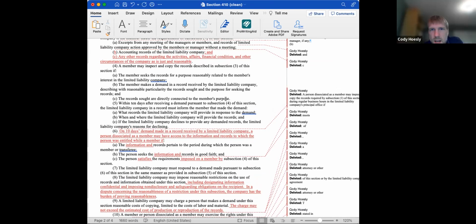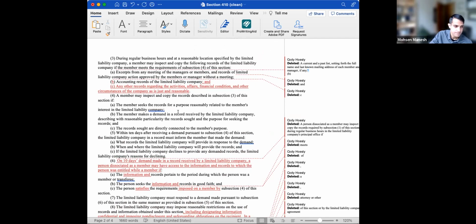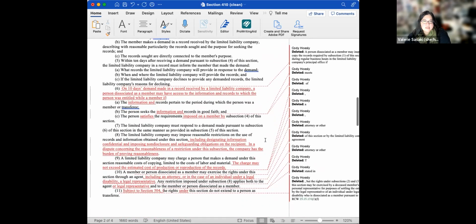You see how it says at the top of 3? Can you scroll up more, Sandy, please? Do you see how 3 says during regular business hours and in a reasonable location specified, blah, blah, blah, if the member meets the requirements of subsection 4 of this section? And then look at subsection 4. I see it. Thank you. Anything else in the top half of this page? Yep. 6.